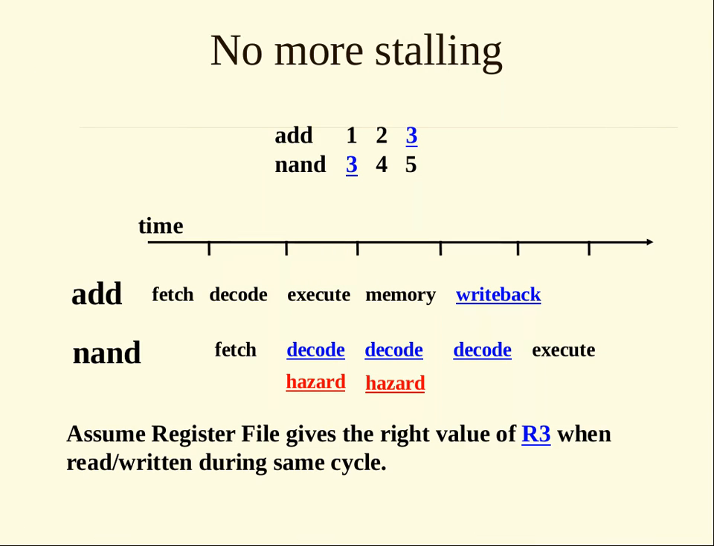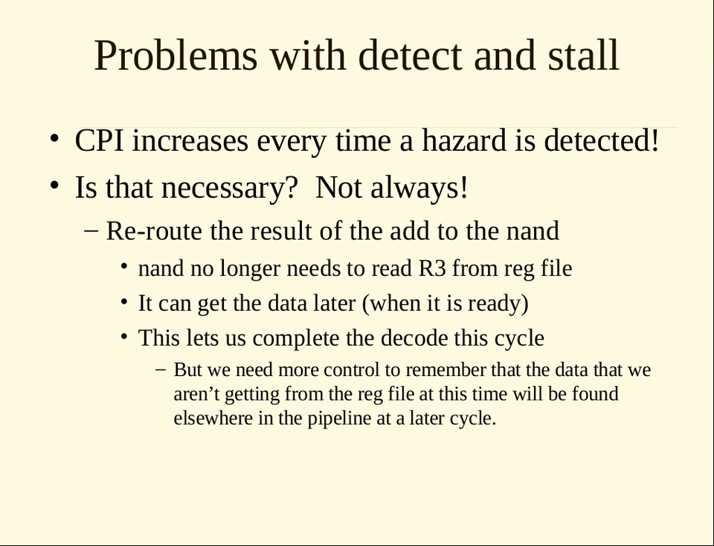So the option is: don't stall, fix it. Assume R3 is correct and then fix it later. How do we do this? Well, let's talk about detect and stall. It increases CPI every time. Actually, not always. You can reroute the result, because you usually just executed it, and then forward it back. You're forwarding it back so that it'll have the right value.